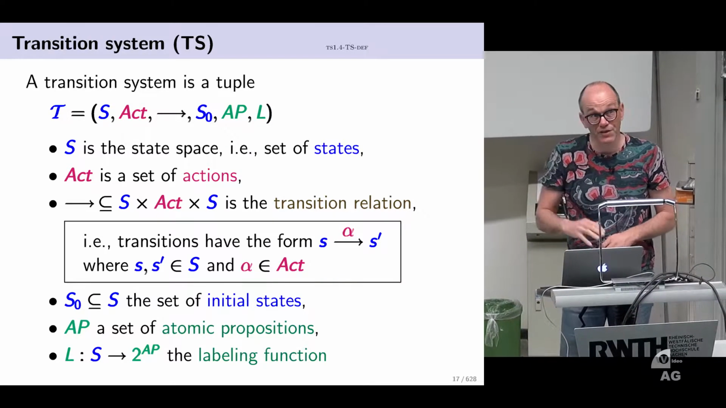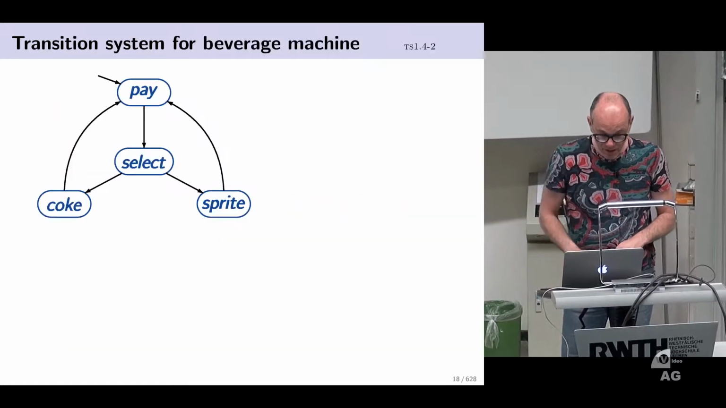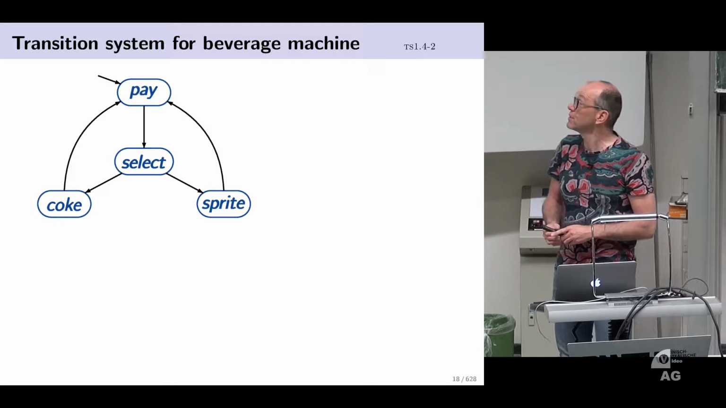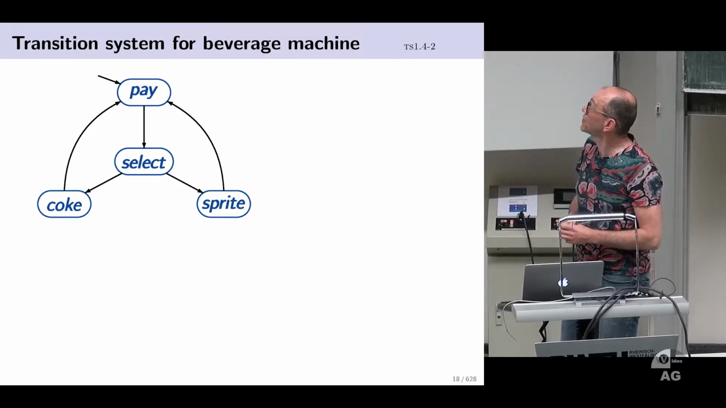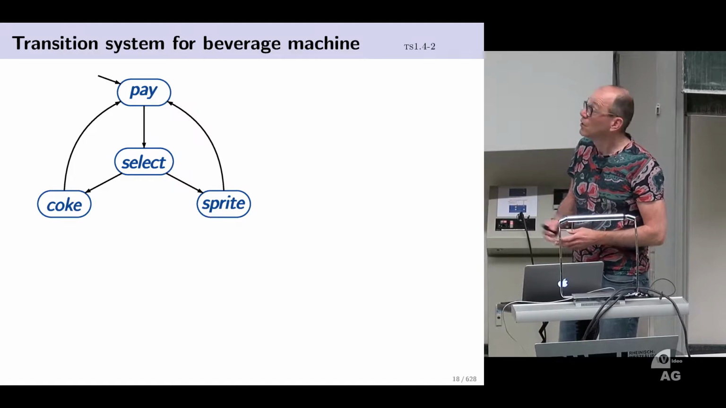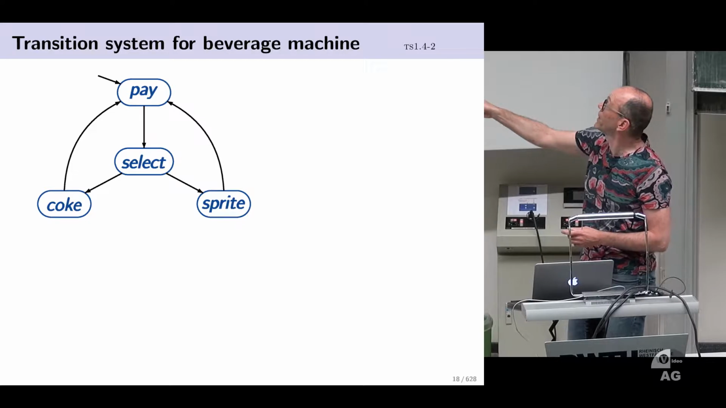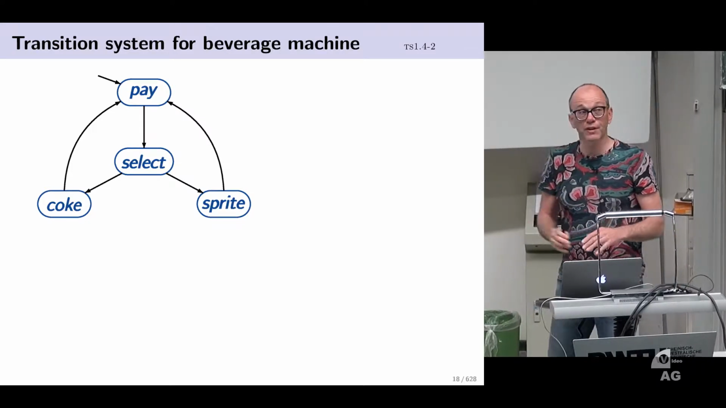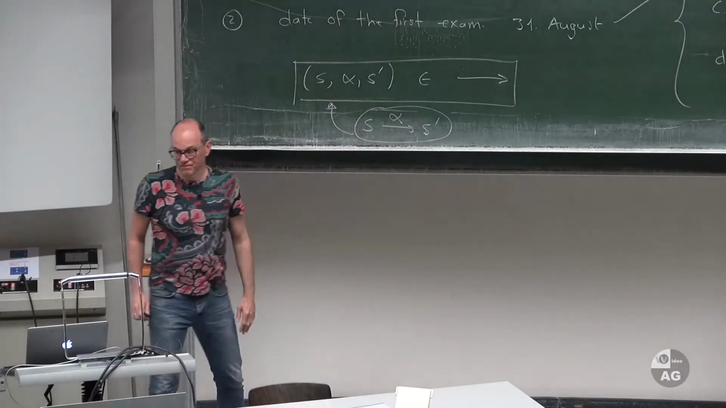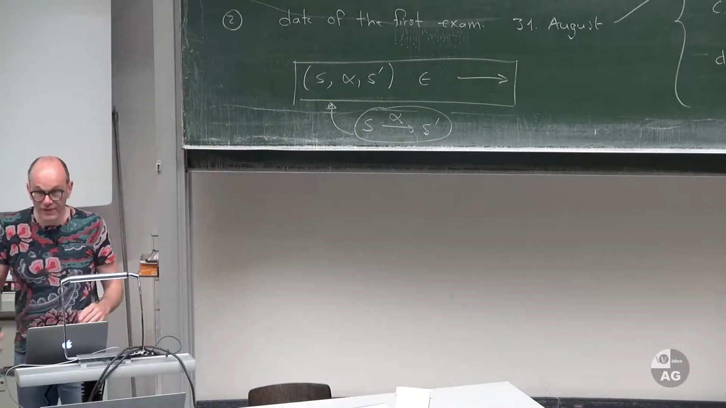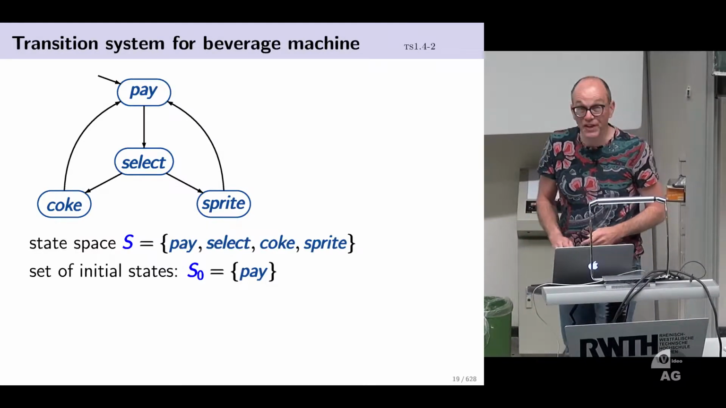Good. We will see several examples during the lecture of these kinds of transition systems. So here is a very simple transition system for a beverage machine. It has 4 states: pay, select, Coke, and Sprite, with the transition relation indicated by the arrows. So there is a transition from pay to select. And for simplicity, I omitted these actions alpha. They don't play any role for this example, so let's not bother about them too much. So this is the state space.